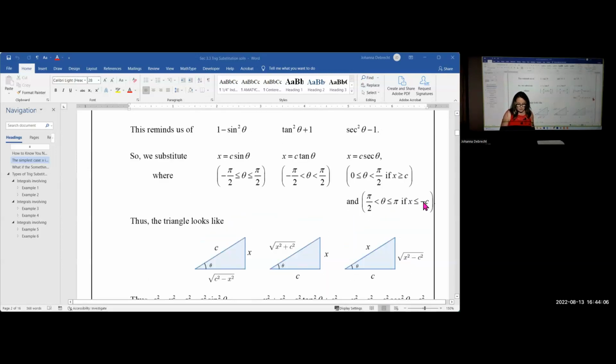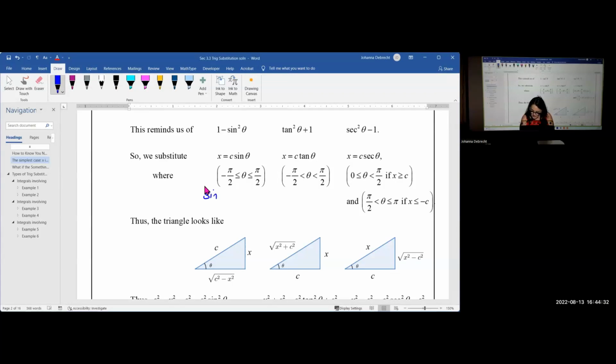So let's scroll down a little bit and take a look at this now. We have these substitutions that we're going to make for each one of these different types. We have a squared minus x squared right here, which is 1 minus sine squared, x equals c sine of theta. But if x is equal to c sine of theta, then I should be able to solve this for the sine of theta. So this tells me that sine of theta is equal to x divided by c. And then I can come down here and draw a right triangle where the sine of the angle is x over c. Remember, sine is opposite over hypotenuse.